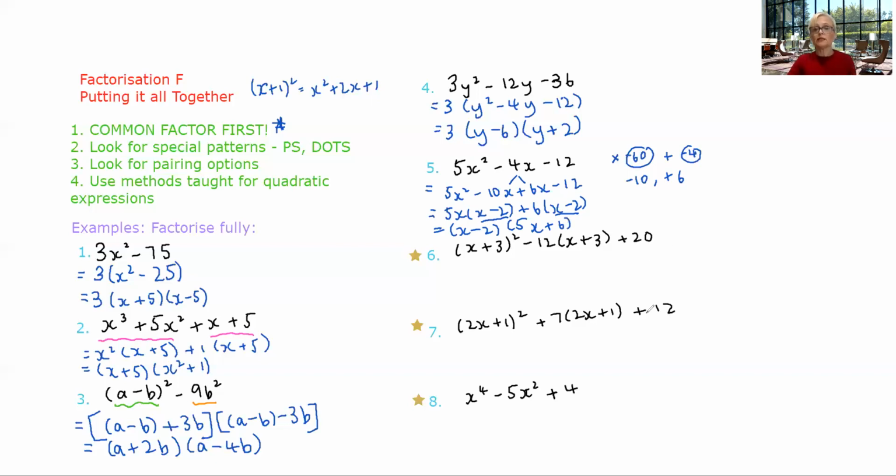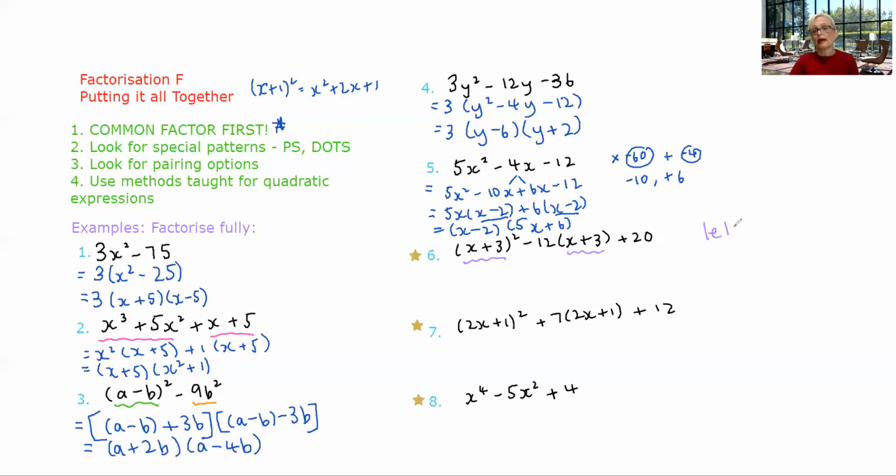Now these 3 challenge questions, I want you to have a look at them and see if you can recognise some sort of pattern happening. Have a look at this one first of all. We've got x plus 3 squared minus 12 lots of x plus 3 plus 20. Let's get out the old colours. X plus 3 squared minus 12 lots of x plus 3 plus 20.